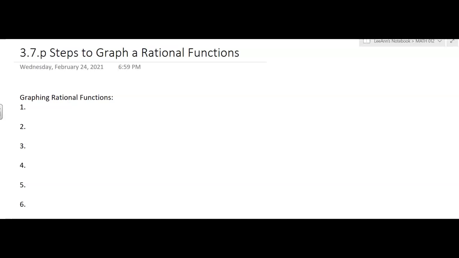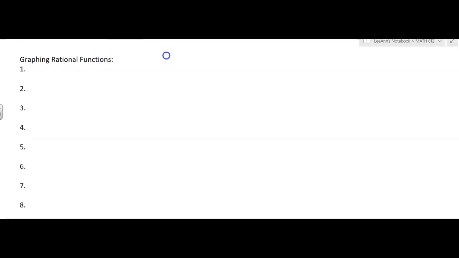Okay, so we're getting ready to graph a rational function. And so they give you some steps. In the book, there's a pretty long discussion about that with some pictures, though, that might help you to look at. I'm just going to summarize the steps here. And I'm going to throw in something that's a little bit different than the steps in the book, but it's how I would do it.